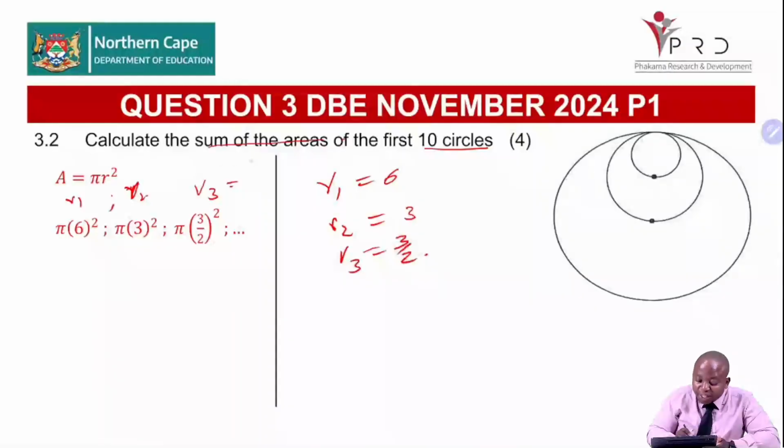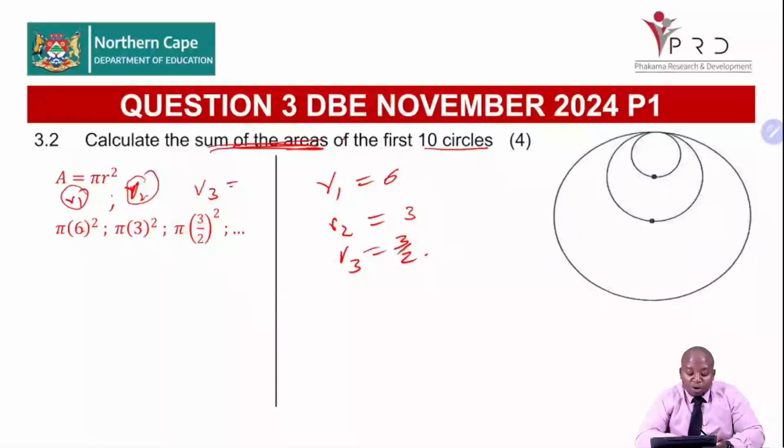So that is how we are going to proceed with those equations. We are using the sum of the areas. So the area of the first is pi r squared, with r1 equal to 6, so pi times 6 squared. The second one is pi r squared, where the radius of the second one is 3. Then the area of the third is pi r squared, where the radius of the third is 3 over 2.